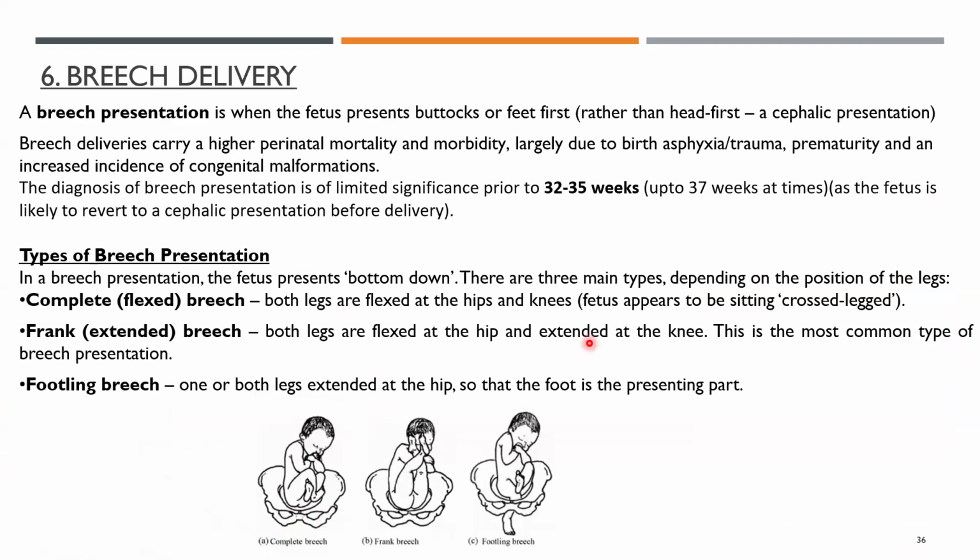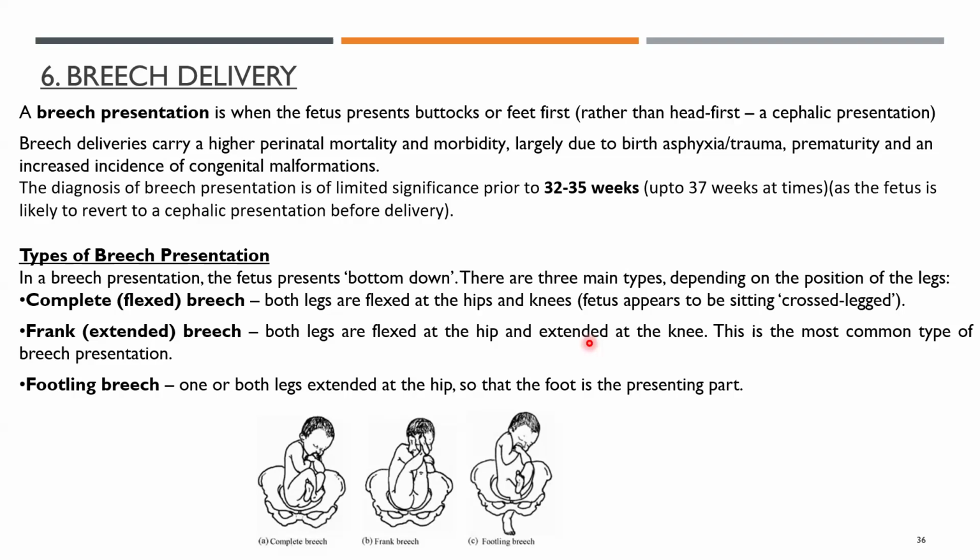Going to the next one now, breech delivery. What about in a case of malpresentation? So breech presentation is when the fetus presents buttocks or feet first, rather than head first, like what we see in a cephalic presentation. Breech deliveries carry a very high risk of perinatal mortality and morbidity. It increases the risk up to 9 or 10 times even. And this is largely due to birth asphyxia, trauma, prematurity, and the increased incidence of congenital malformations.